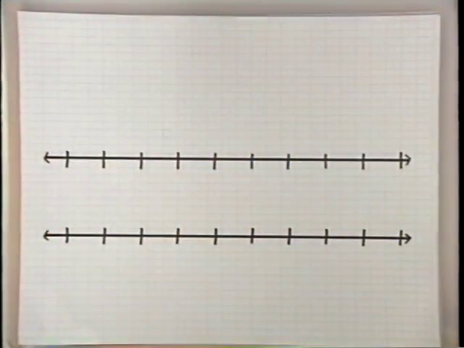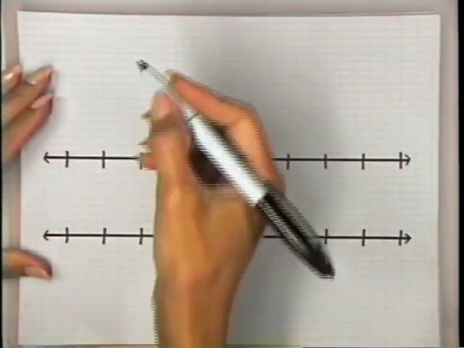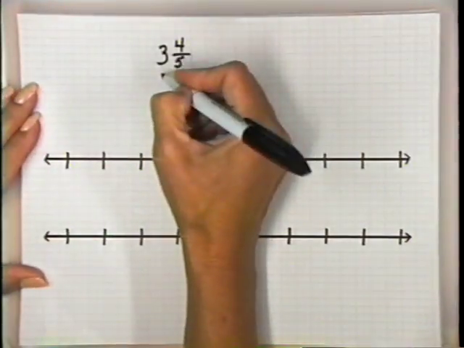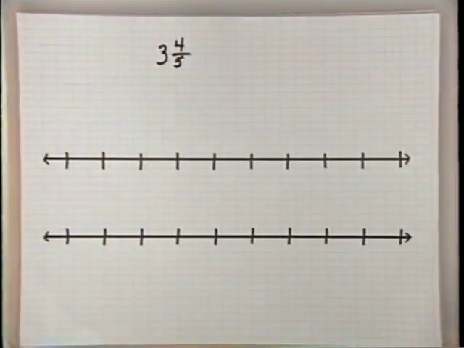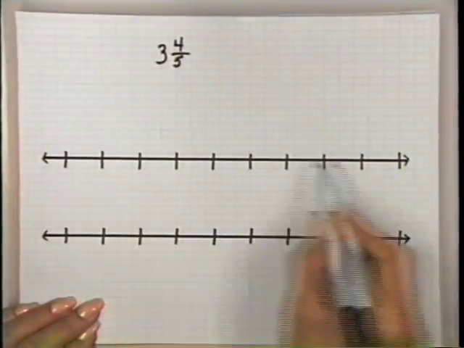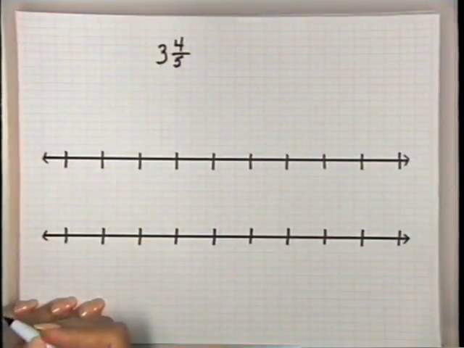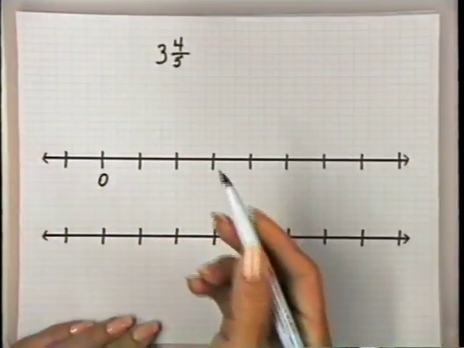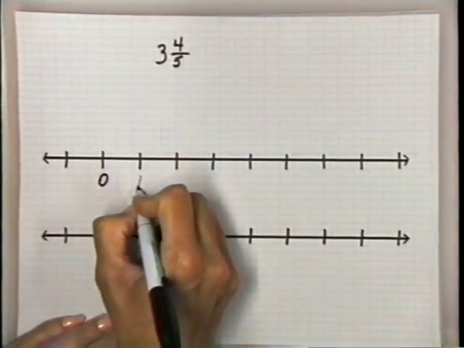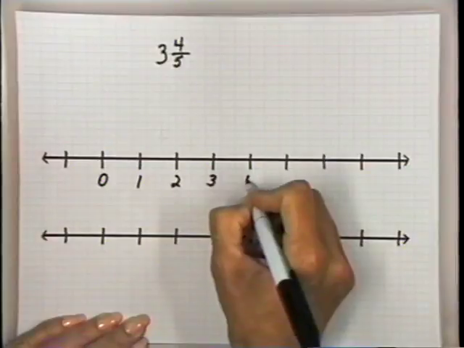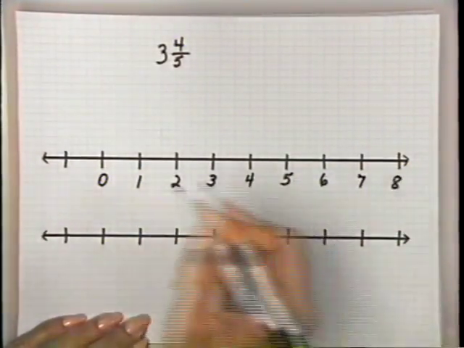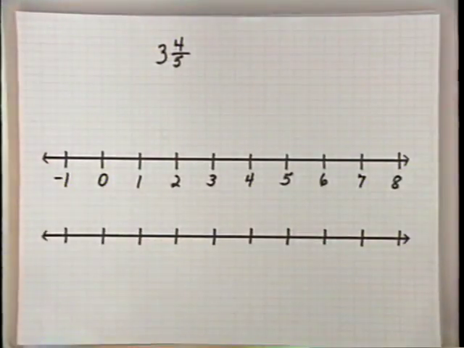I'd like to start with the number 3 4/5. 3 is my whole number, 4/5 is my fractional part. I'd like to place that on the number line. I have my number lines divided into equal units. I may choose any point to represent 0. I'll choose this point to represent 0, and then I'll label 1, 2, 3, 4, 5, 6, 7, 8, and of course this would represent the integer -1.